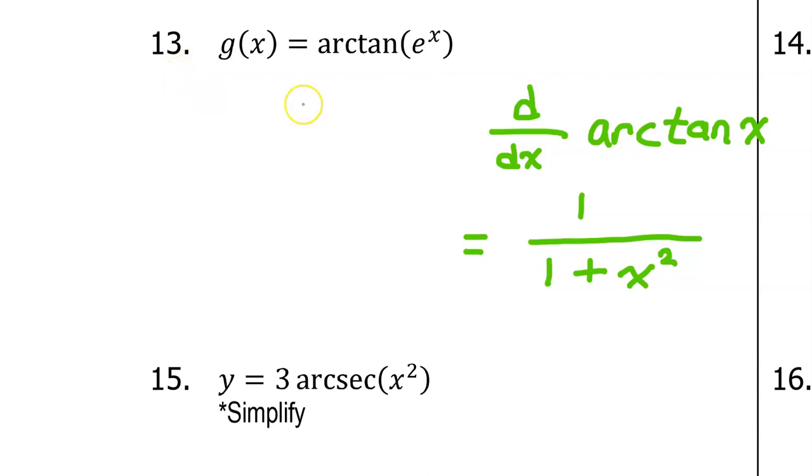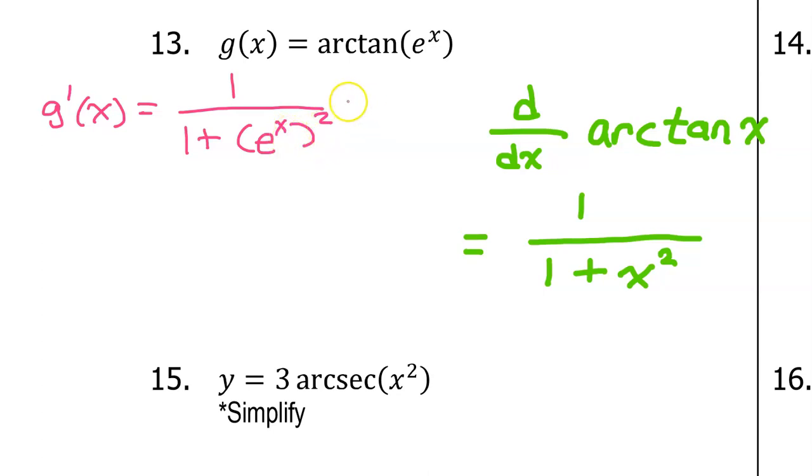Before we do number 13, let me remind you about the rule that we need to memorize. The derivative of arctangent is 1 over 1 plus x squared. So as I begin to write g prime, I'm going to apply the rule and do 1 over 1 plus something squared. But instead of putting x, I'm going to put e to the x, since I have this function inside of a function. And that also signals me that I need to do the chain rule and multiply by the derivative of this inner function.